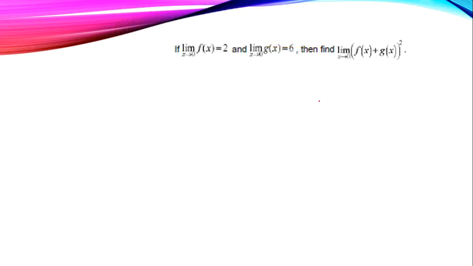This one says if the limit as x approaches 0 of f of x is equal to 2, and the limit as x approaches 0 of g of x is equal to 6, then find the limit as x approaches 0 of f of x plus g of x. And really what we're just using is our properties of limits. So they tell me f of x is 2, g of x is 6, and then we're going to square all of that. So 8 on the inside squared would be 64.